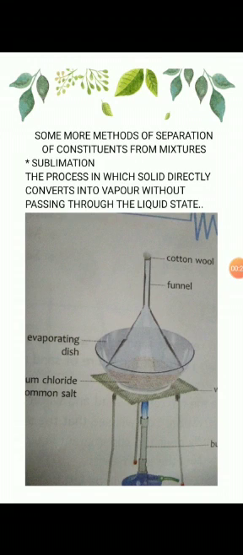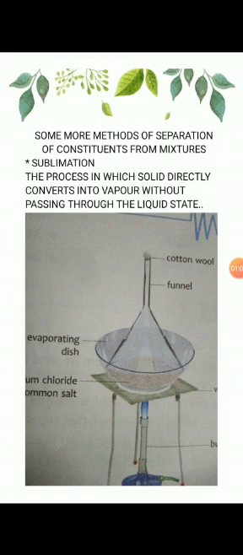The next method is sublimation. It is a process in which a solid directly converts into vapor state without passing through the liquid state. As you know, many solids first convert into liquid state on being heated and then into vapor state. But some solids directly convert into vapor state without passing through the liquid state. Such solids are known as sublimes.